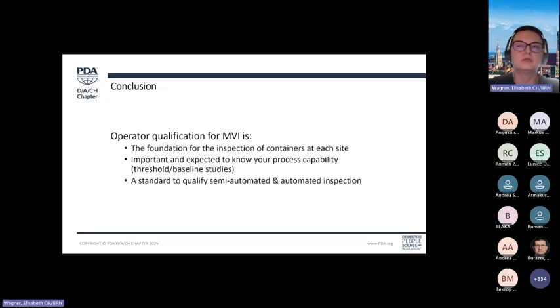Now I'm already at the conclusion slide. So in general, operator qualification, the manual visual inspection itself is like the basis for the inspection of your containers. And it's expected and important that you know what kind of defect types, sizes, and particles your operators are capable of detecting. And this is also the basis how you set up your qualification test set and the basis for further equipment qualification, like semi-automated or automated machines.